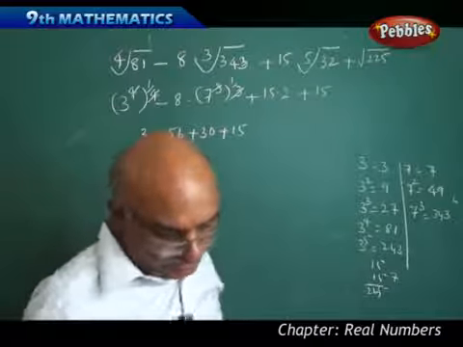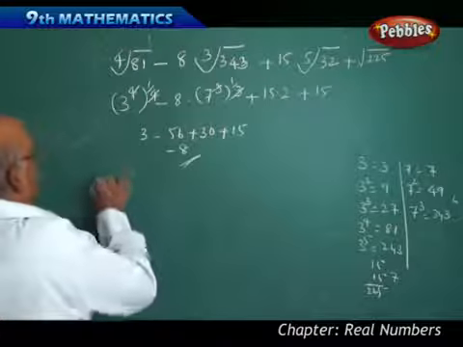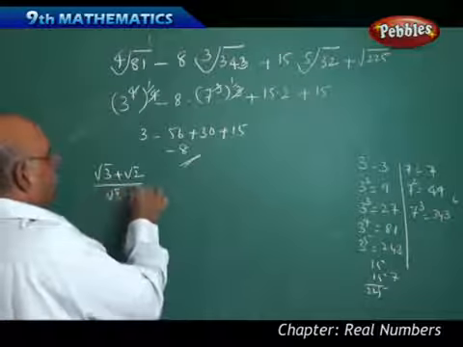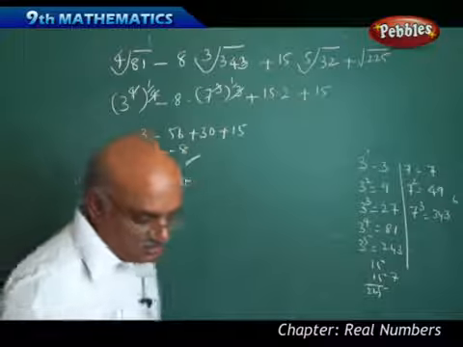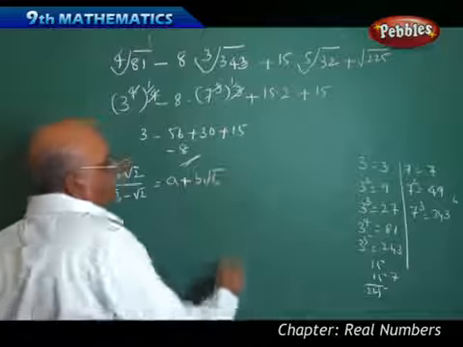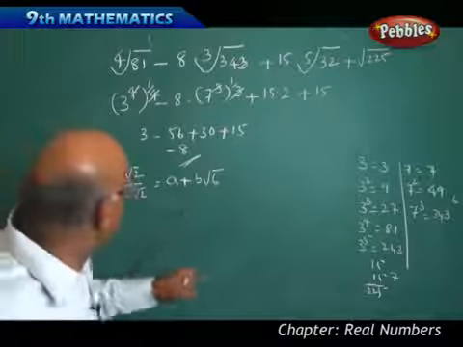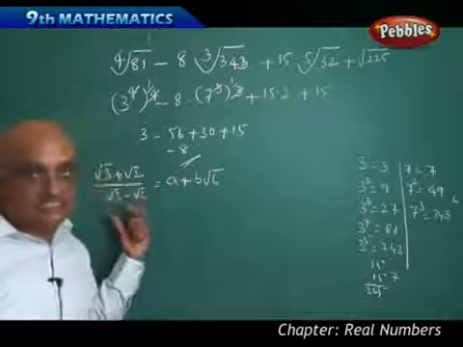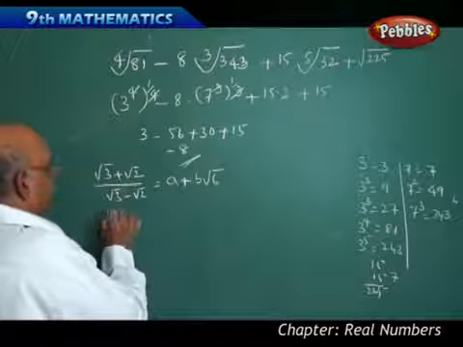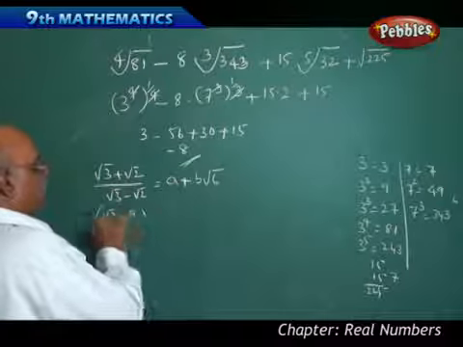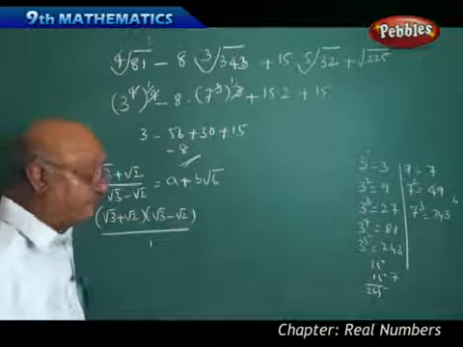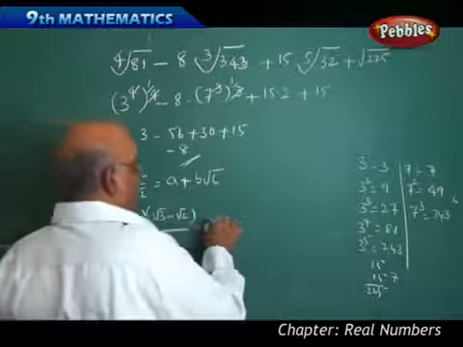Suppose I take a number like this, (root 3 plus root 2) divided by (root 3 minus root 2) equal to a plus b root 6. I want to find out what a and b are going to be. So, it is better to rationalize the denominator. If you rationalize the denominator, we are going to get (root 3 plus root 2) into (root 3 minus root 2) divided by 3 minus 2 is 1.